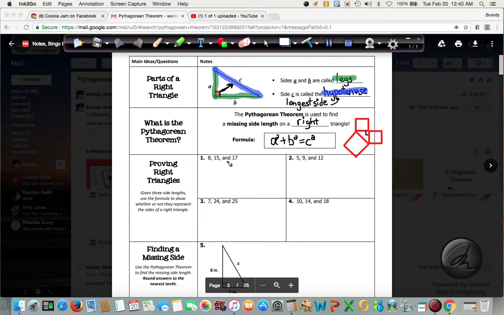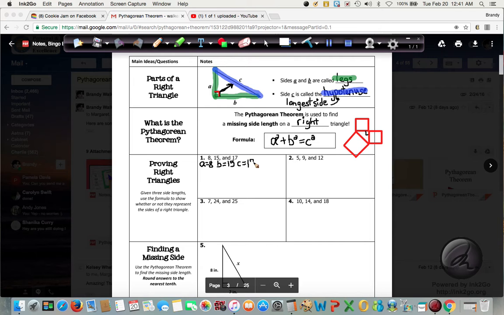First of all, we have to label. We have to know our A, B, and C. Like I said, the A and B don't matter. Normally, I just do it in the order they give it to me. So in this case, A is 8, B is 15, and C is 17.